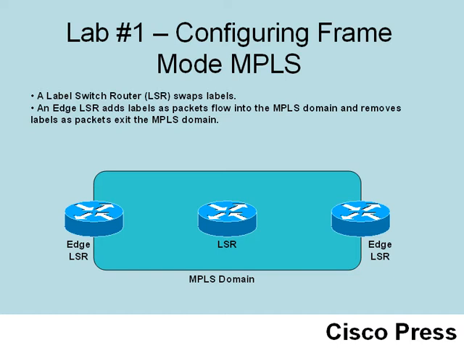Let's walk through an example. Let's say that a packet with a destination IP address of 1.1.1.1 came into this edge LSR.